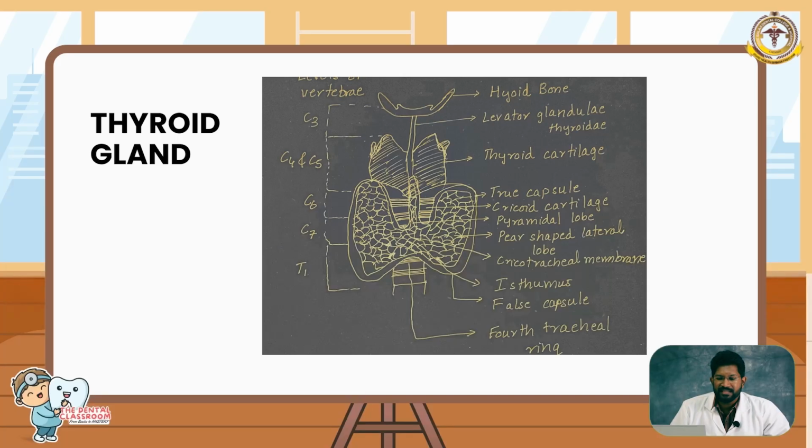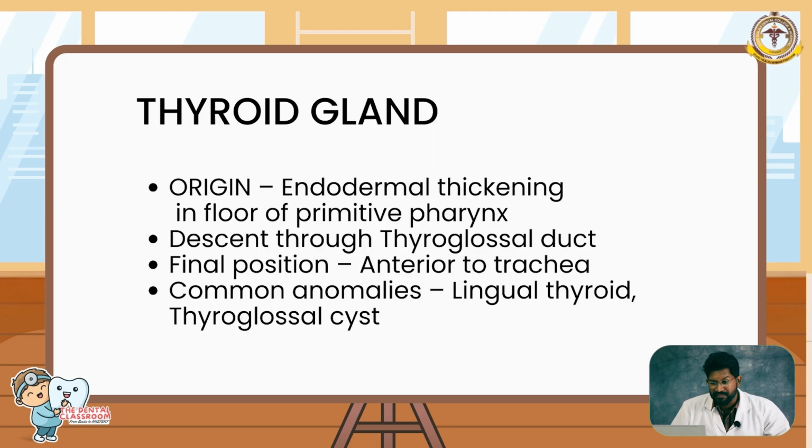Today we are going to deal with the thyroid gland. The thyroid is an endocrine, ductless gland situated in the anterior aspect of the neck, which originates from the endodermal thickening in the floor of the primitive pharynx. It descends through the thyroglossal duct and finally comes to the anterior aspect of the neck, just in front of the trachea. The common anomalies encountered are lingual thyroid, thyroglossal duct remnant, and later fistula formation also.